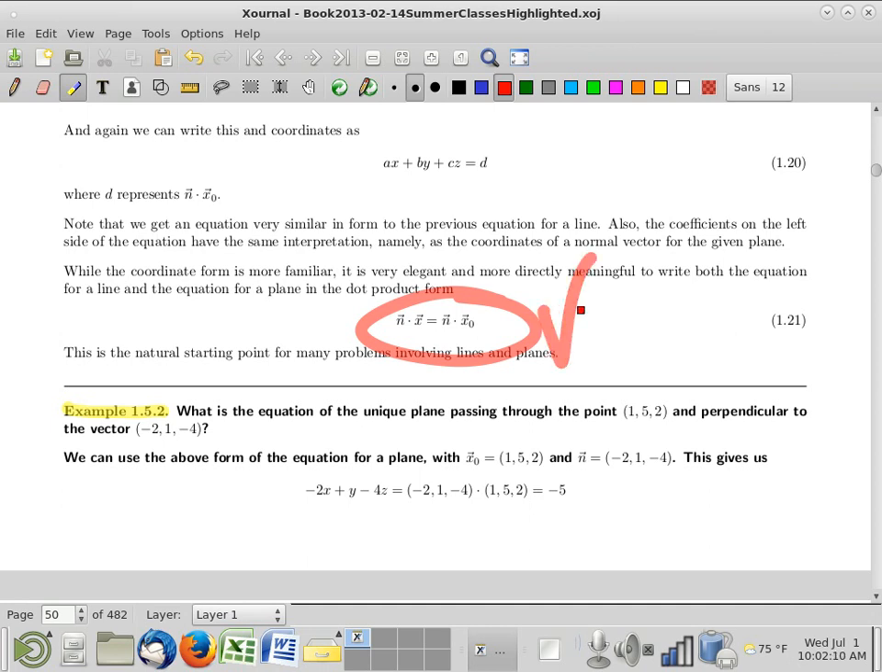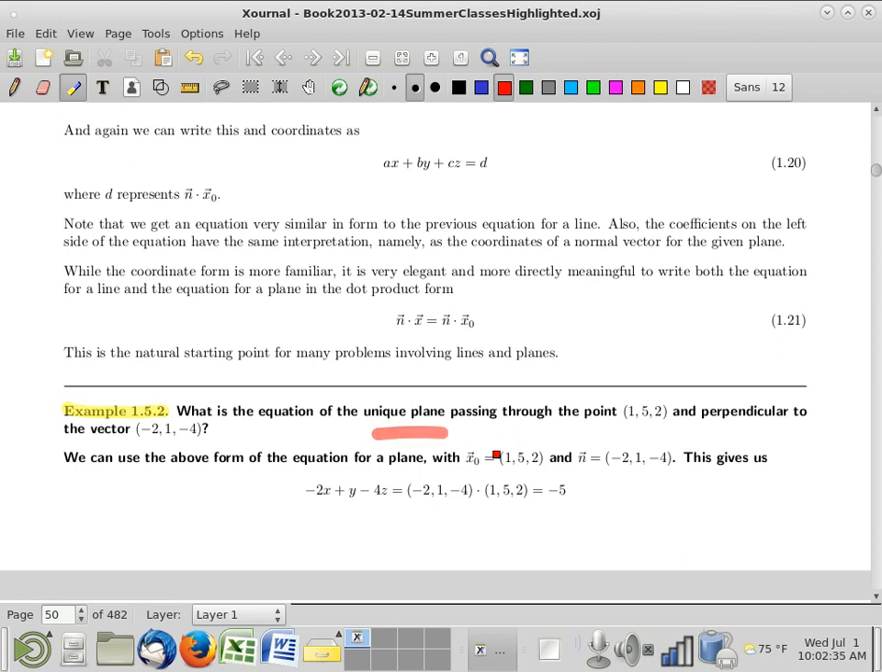It's just that it involves operations that are kind of new and sophisticated. This is elementary school arithmetic. It's got that appeal, right? But ultimately, this is the more useful one. So I encourage you to think of the equation of a plane and the equation of a line in R2 this way. Okay, so here's a quick example.